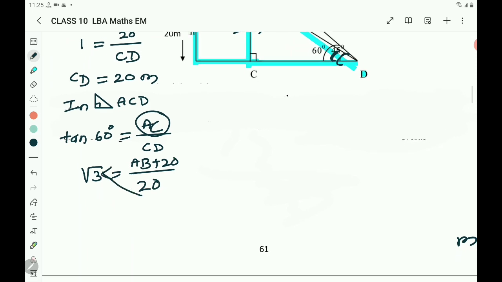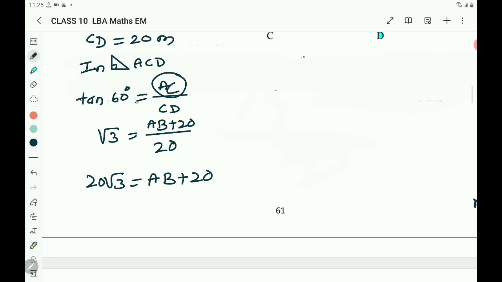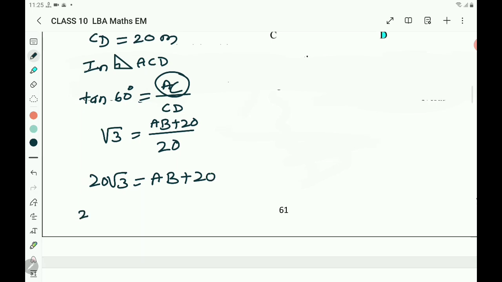Then do the cross multiplication. Root 3 into 20 is 20 root 3 equals AB plus 20. Then AB is equals to what? 20 root 3 minus 20. AB is equals to what? 20 root 3 minus 20, or in the first step you write 20 root 3 minus 20 is equals to AB.